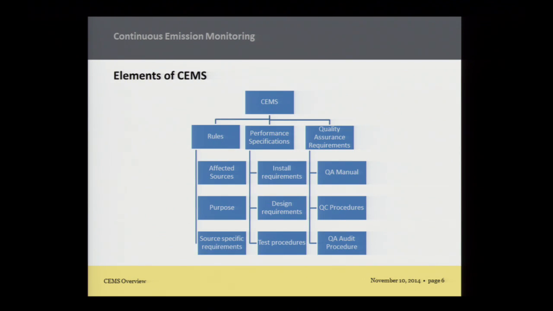So the elements of CEMS: we've got rules, which have all of our affected sources, purposes, and source-specific requirements. And then we've got the performance specs, which tell us, hey, this is what you have to do to show that the CEMS meets the requirements of the federal regs. And then you've got your quality assurance requirements, which are things like your QA manual, your QC procedures, and anything around audit procedures.